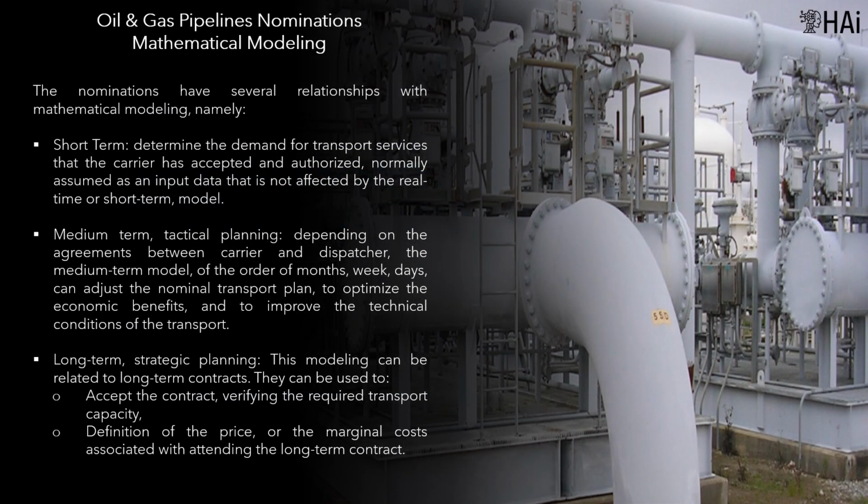Mathematical modeling. The nominations have several relationships with mathematical modeling, namely: short term, determine the demand for transport services that the carrier has accepted and authorized, normally assumed as an input data that is not affected by the real-time or short-term model. Medium term, tactical planning, depending on the agreements between carrier and dispatcher, the medium-term model, of the order of months, weeks, days, can adjust the nominal transport plan to optimize the economic benefits and to improve the technical conditions of the operations, and long-term, strategic planning.